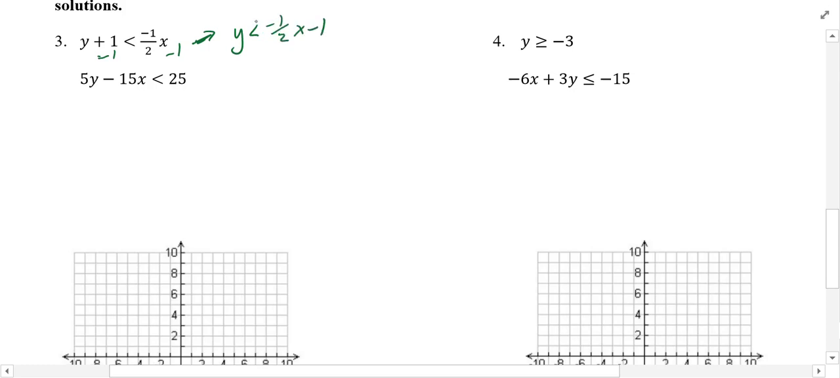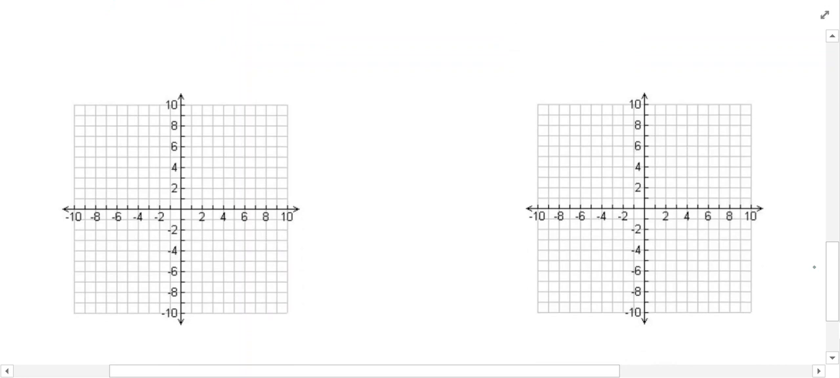All right, so this one I'm going to graph in my green pen. I'm going to scroll down a little bit here and start at negative 1. My slope was negative 1/2, so I'm going to go down 1 over 2, down 1 over 2, down 1 over 2. And I can also do the reverse, up 1 over 2, up 1 over 2.